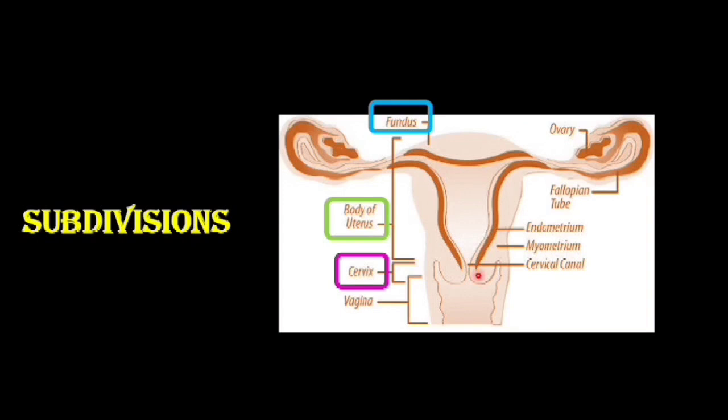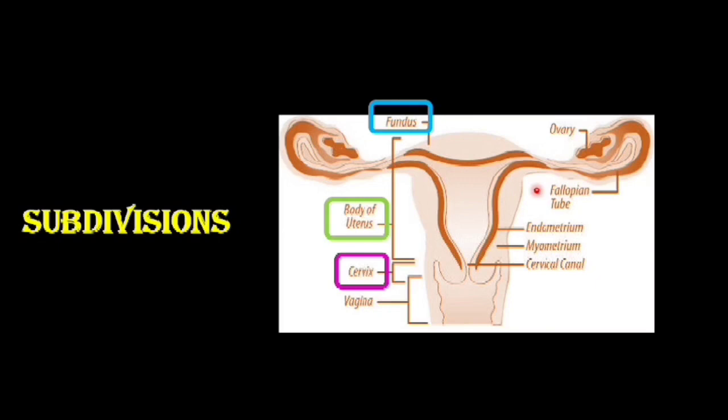Now on the lateral margins you have the broad ligament, and it is also related to the uterine artery. You have two surfaces, the anterior surface and the posterior surface. The anterior surface faces the urinary bladder, so it is also known as the vesical surface, whereas the posterior surface faces the intestine, so it is also known as the intestinal surface.